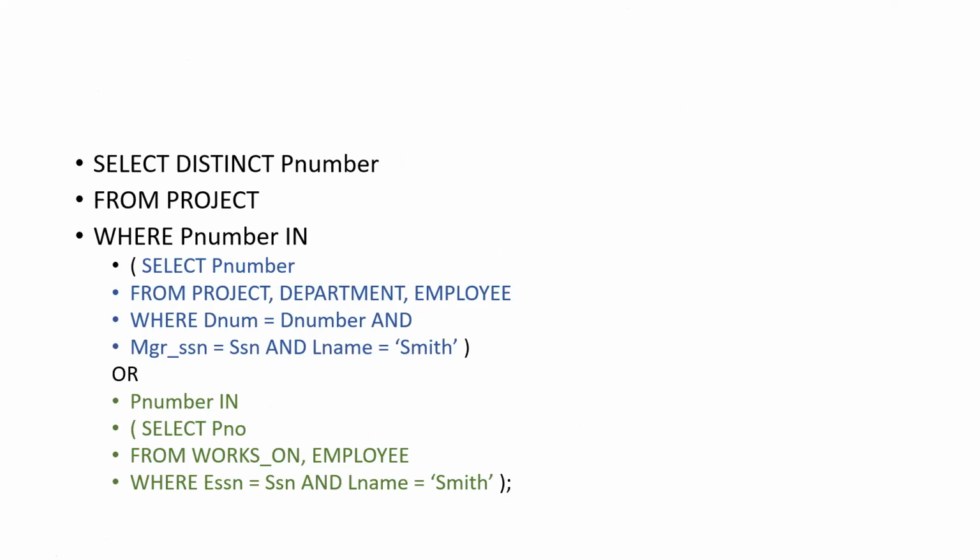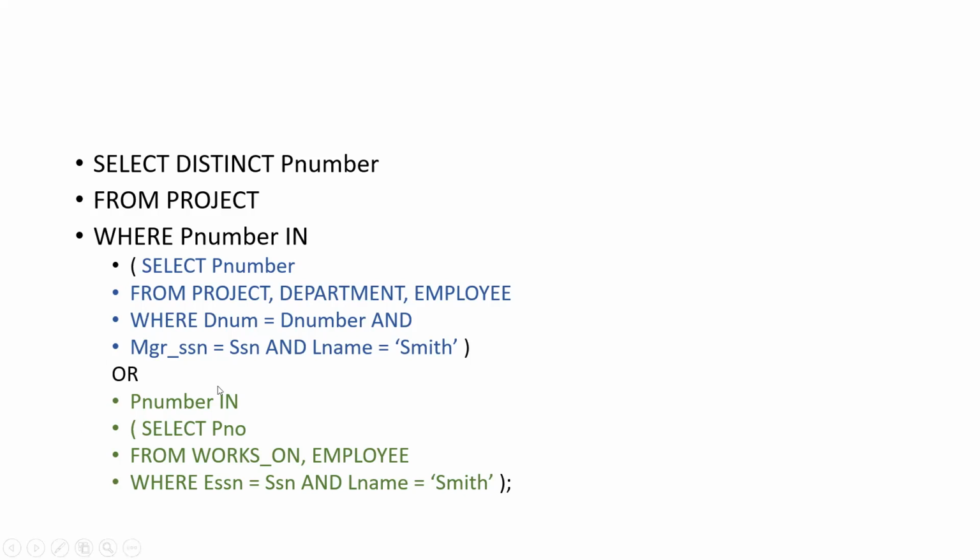In the nested query, we have two parts. First, we have to select the project numbers of the projects in which the employee Smith is working as a normal manager, and we have to select the project numbers in which the employee Smith works as a normal employee. So these two sets of project numbers are selected from the inner query.